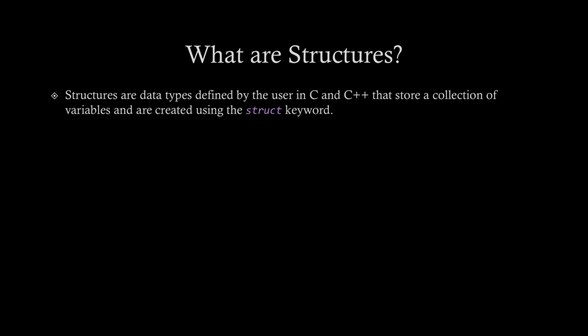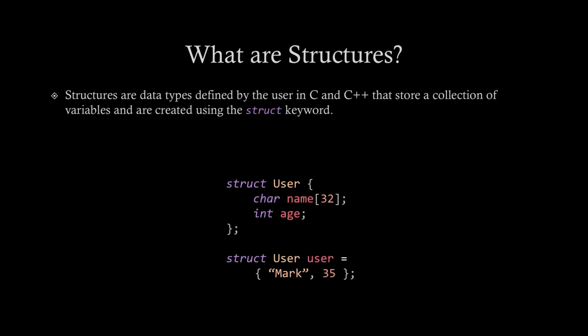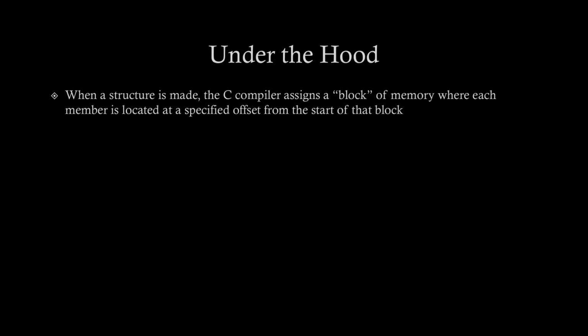So, what are structures? Well, they're user-defined data types in C++ that store a collection of variables, and they're created using the struct keyword. So here we have an example of a structure being created, where we store the name and age of a user, and as an example we create someone named Mark, who is 35 years old.